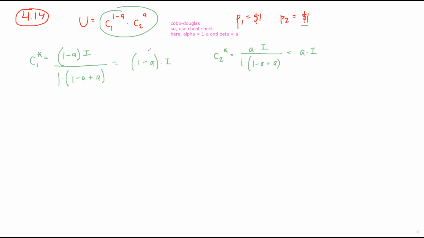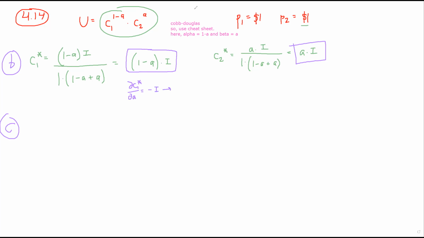I don't know what they want you to say. We found C1 star, we found C2 star. That's part B. Move on. Part C. I don't know what you mean by demonstrate how they change with A. You could say, do you want to say the derivative of C1 star with respect to A, and say that's negative I.